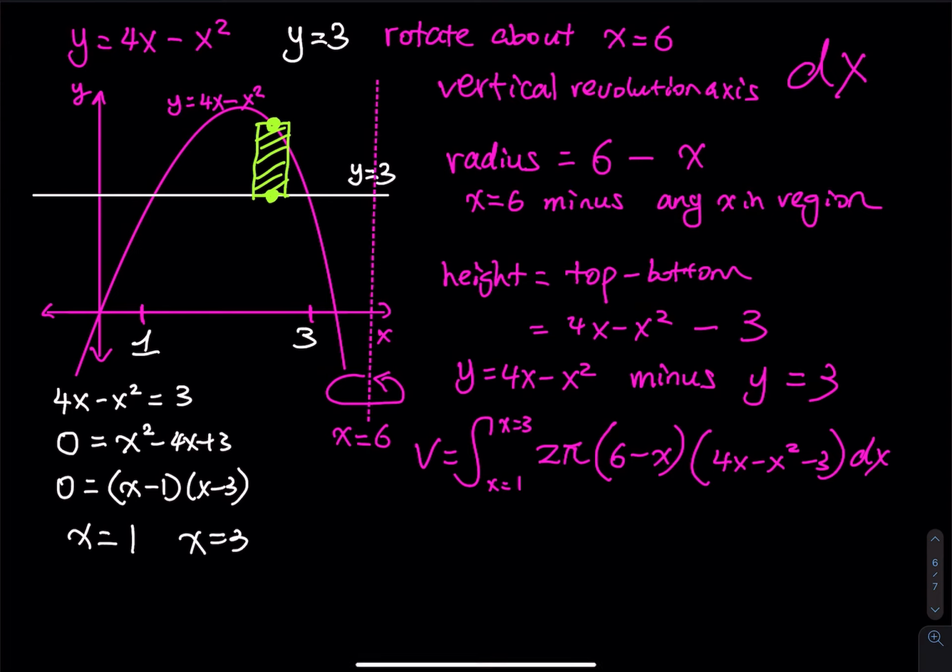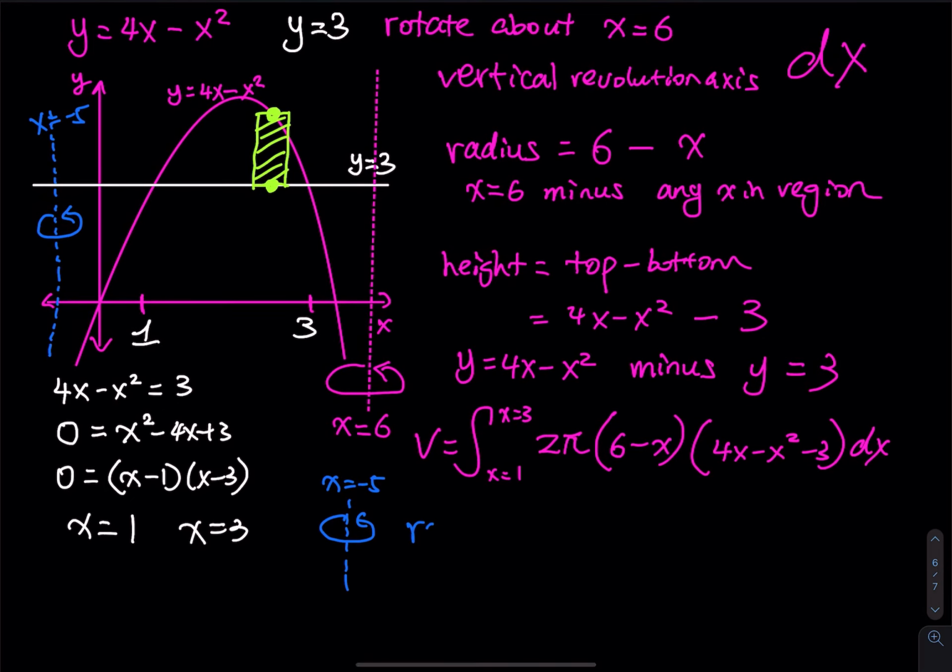Let's do a what if. What if I put a revolution axis at x equals negative 1? Pick a number for me. How about negative 5? So x equals negative 5. So this time we have this rotation, x equals negative 5. How does that affect the radius? This time when you find the radius, it is going to be right minus left. So this will be any x, subtract the negative 5. Any x in the region, and then minus x equals negative 5.